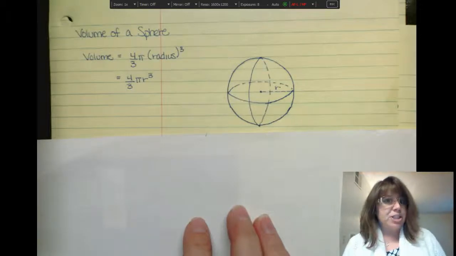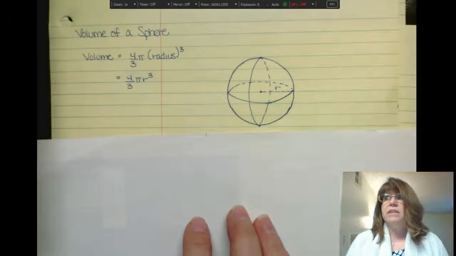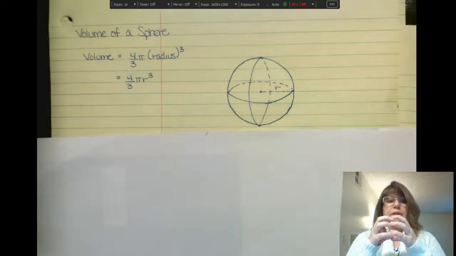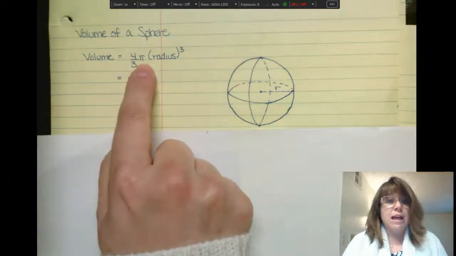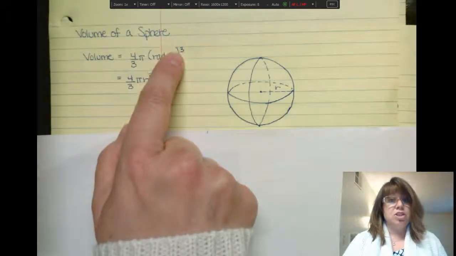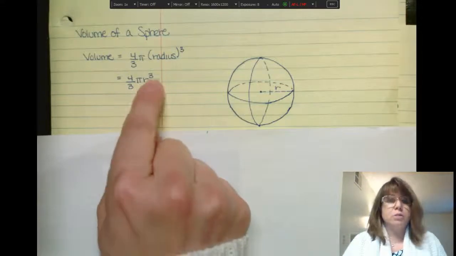One more geometric shape. Let's go for the volume of a sphere. So think of this not only as a ball, but maybe a solid metal ball. That would be a sphere. The whole entire volume of it. So it's 4/3 pi radius cubed. It's cubed, not squared, cubed. So it's 4/3 pi r cubed.